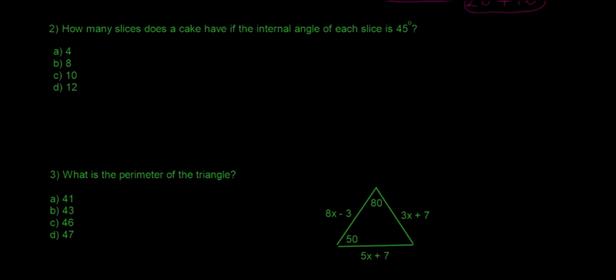How many slices does a cake have if the internal angle in each slice is 45 degrees? So we've got a cake, and it's split into pieces, and each internal angle is 45. Do we know what the total of the whole thing is? Angle around a point. Yes, that's 360, and it's split into 45-degree angles. So what's the total of that? That's the question.